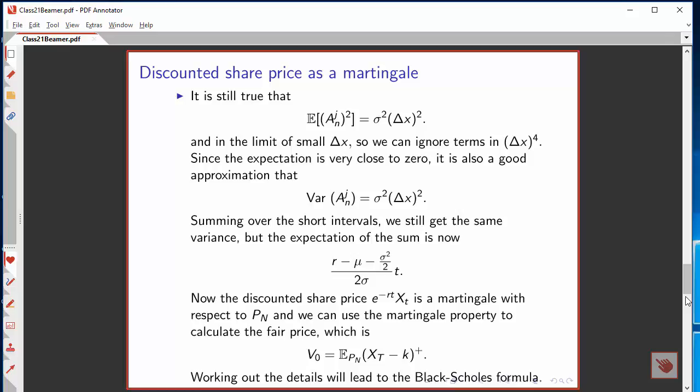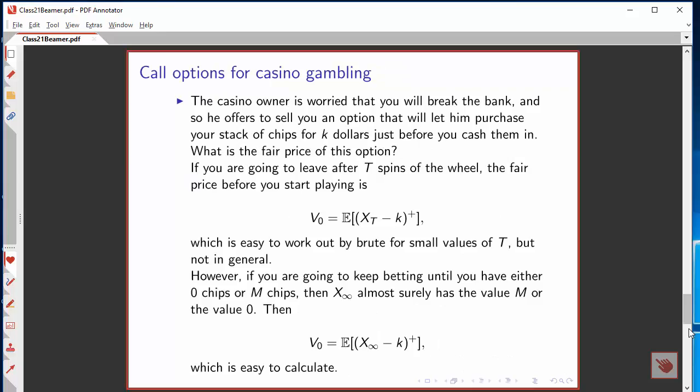Next time I will work out the details of this and we will end up with the Black-Scholes option pricing formula. But before doing that, I want to introduce call options in a simpler context.